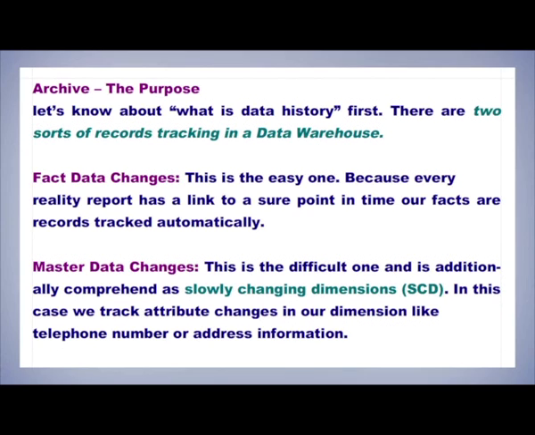The archive is about data history first. This will give you an idea about what data history is, and there are two sorts of records tracking in a data warehouse. One is fact data changes, and that is the easy one because every fact record has a link to a certain point in time, so our facts are tracked automatically. The second one is master data changes. This is the difficult one and is also known as slowly changing dimensions, that is SCD. In this case, we track attribute changes in our dimension, like telephone number or address information.